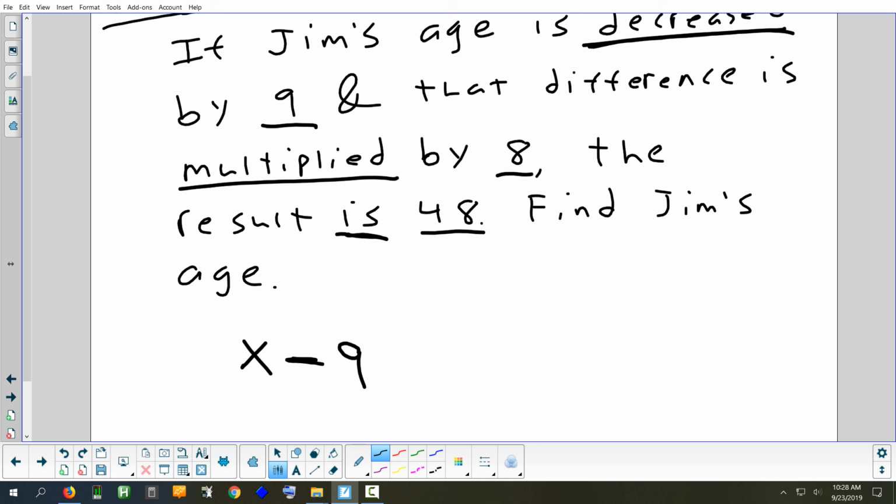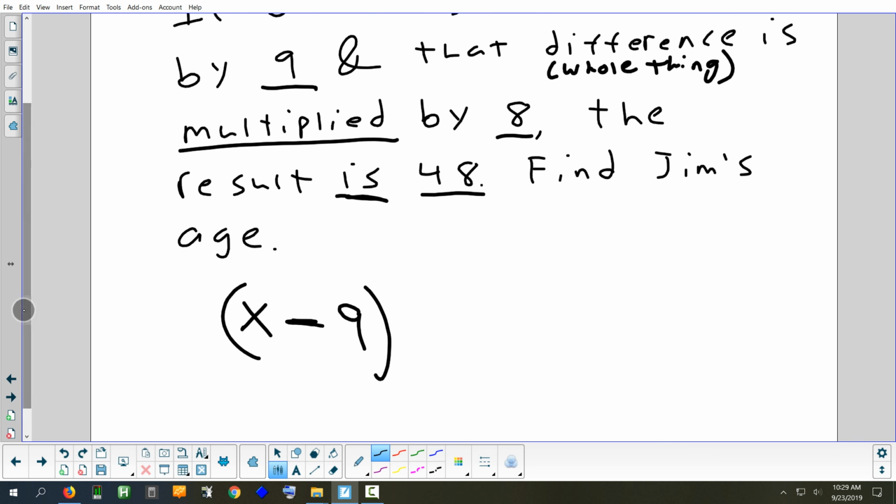Now, it says you take that difference. And this part can be a little tricky, and I would have it worded on the test so you understand what this means. The difference. The whole thing is multiplied by 8. So what would you have to do to multiply this whole thing by 8? What would you need to add in there? Parentheses. The whole difference. Not just the x part, not just the 9 part, but the whole thing. What is that whole thing multiplied by? 8.